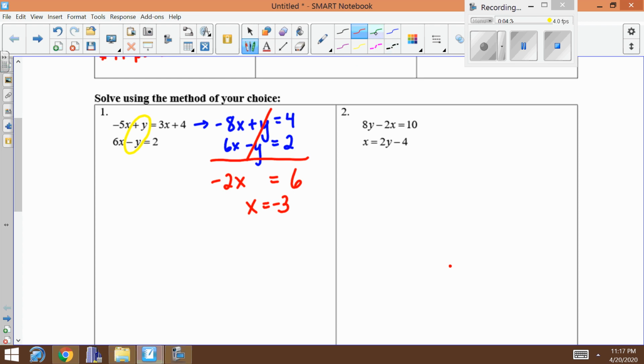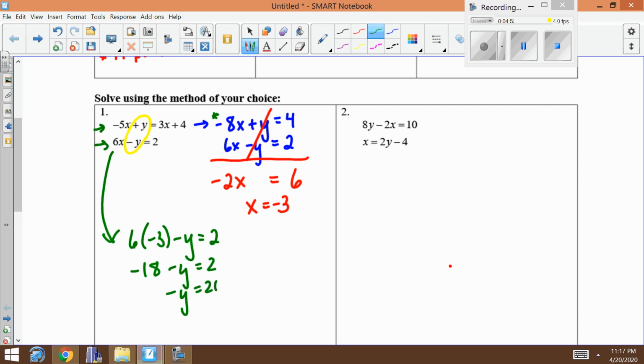The second step is maybe a little bit longer. You could sub it into this equation, or the one where you put it in standard form. Again, totally your choice. I'm just going to pick the second one right here. So 6 times negative 3 minus y is equal to 2. Again, this part is no different from anything we've done before, so that's why I'm going a little quicker. We get y is negative 20. So negative 3, negative 20.